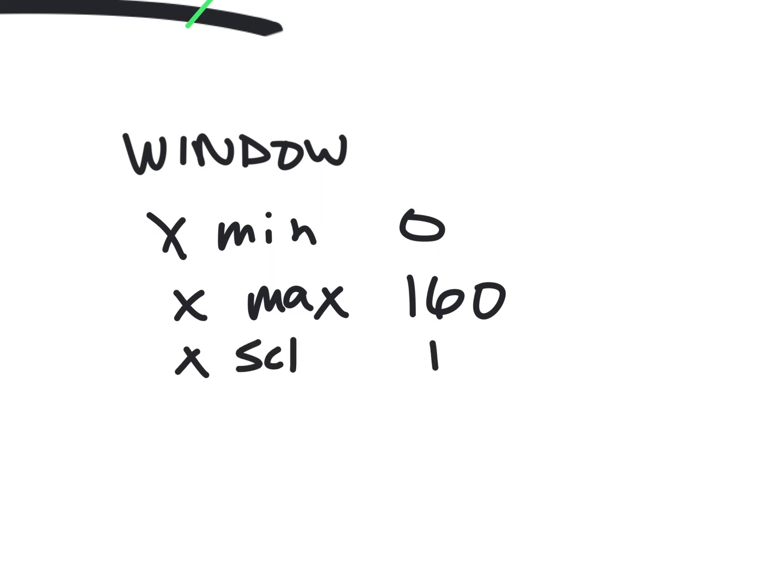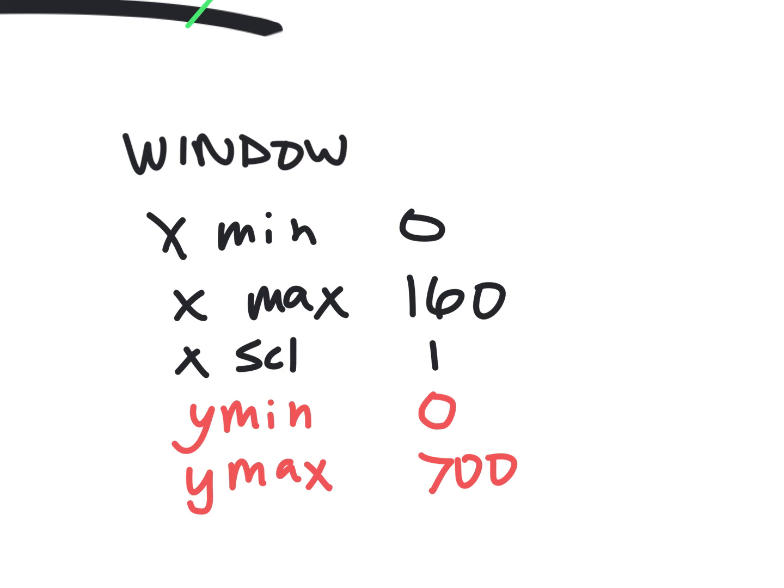Now let's talk Y. Y min. Do you get that there's no reason to have a negative Y? So 0. Y max. What's your Y max, Martin? All right, I can buy that. And then your Y scale, always keep it at 1. Everybody try those values, and then, as long as you typed your equation right, you will see the graph.